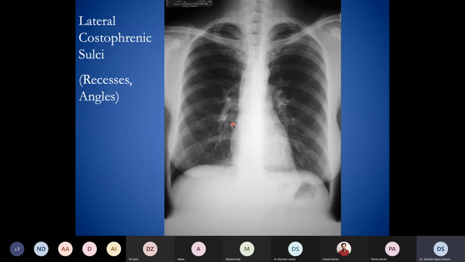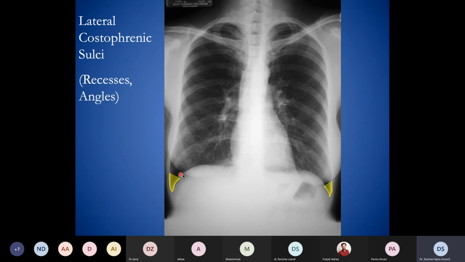Okay, CP angle, costophrenic sulci recesses. So these are very important. We appreciate, for example, these crisp triangular angles. These are very important to comment on pleural effusion. Whenever we see blunting over here, loss of this blackness that is filled with fluid, even haziness over here, that suggests underlying effusion. If the patient is erect, then it would form a meniscus.